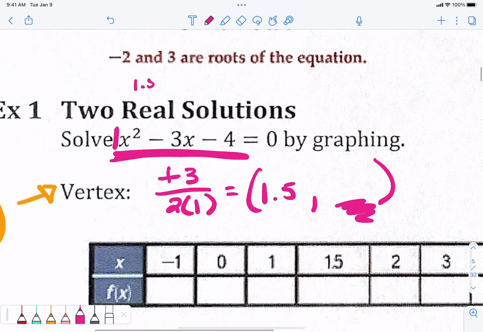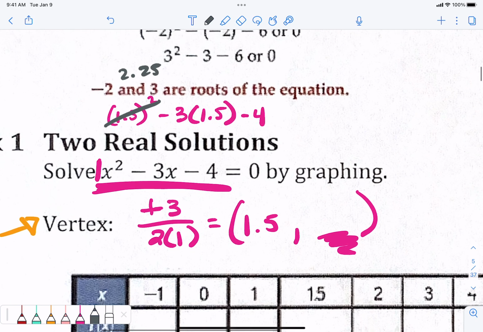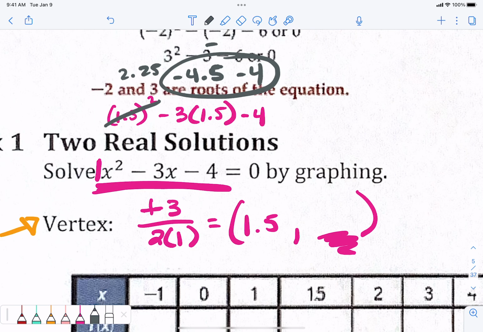So I take 1.5 and I square it, minus 3 times 1.5, minus 4. If you have a calculator, get it out, help us out here. 1.5 squared is 2.25. 2.25 minus 3 times 1.5, which is negative 4.5, minus 4. This is negative 8.5, and if I subtract that, negative 6.25. Got it.